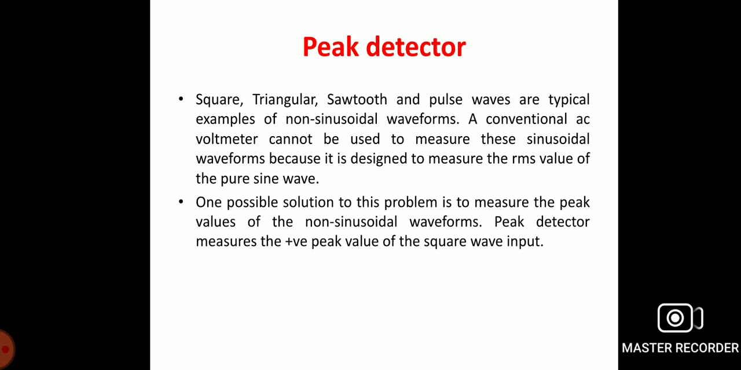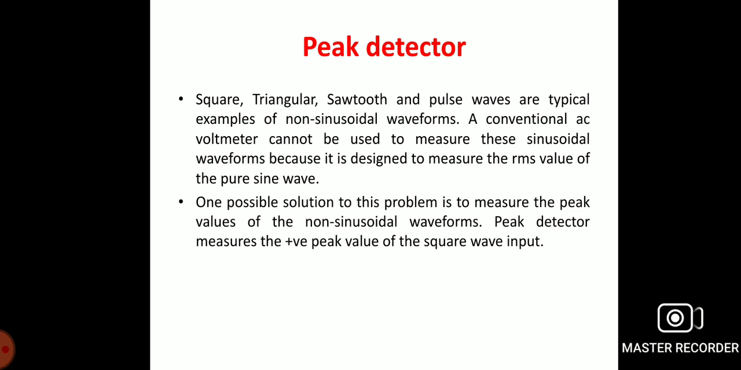Square, triangular, sawtooth and pulse waves are typical examples of non-sinusoidal waves. A conventional AC voltmeter cannot be used to measure these non-sinusoidal waveforms because it is designed to measure the RMS value of a pure sine wave. One possible solution to this problem is to measure the peak values of the non-sinusoidal waveform. The peak detector measures the positive peak value of the square wave input.